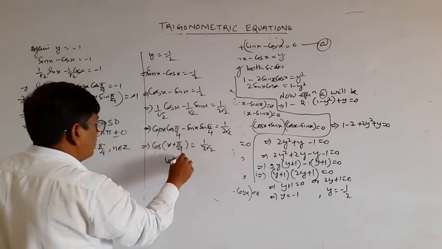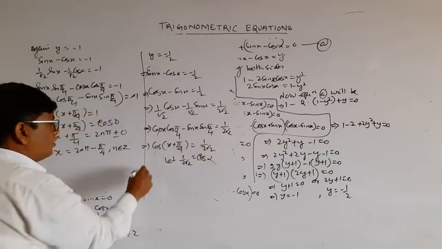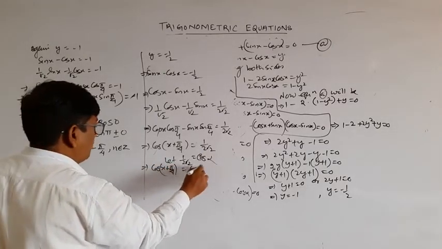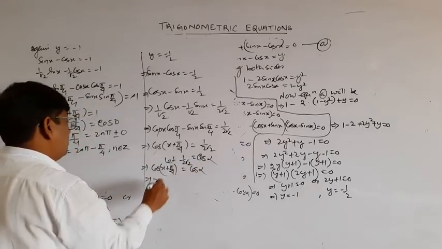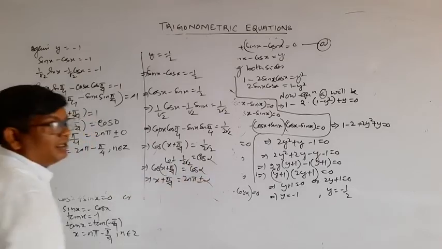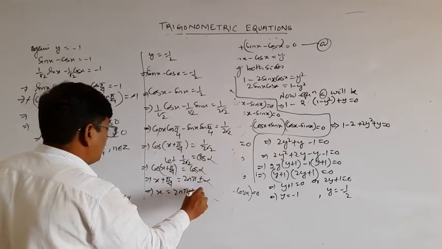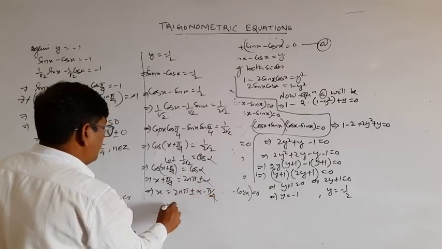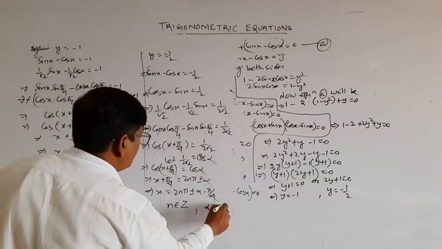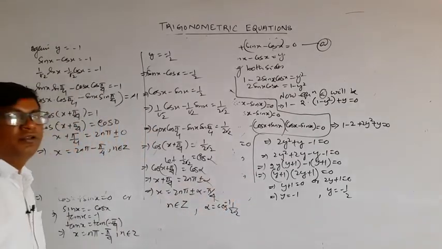Let 1 by 2 root 2 be equal to cos alpha. So, cos (x plus pi by 4) is equal to cos alpha, then x plus pi by 4 is equal to 2n pi plus or minus alpha, and x is equal to 2n pi plus or minus alpha minus pi by 4, n belongs to Z, and alpha is equal to cos inverse 1 by 2 root 2. This is the answer of this question.